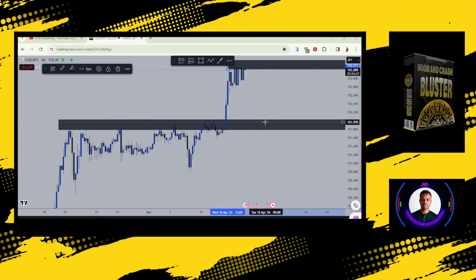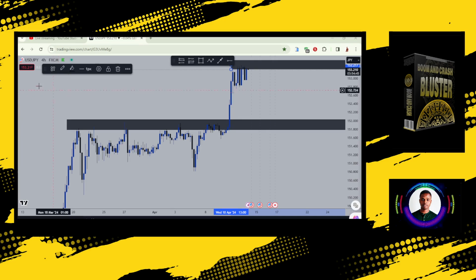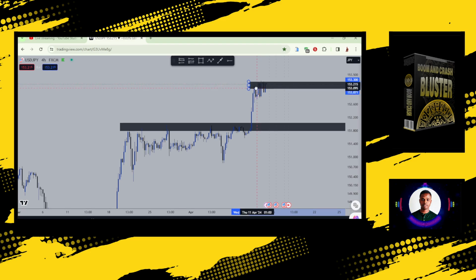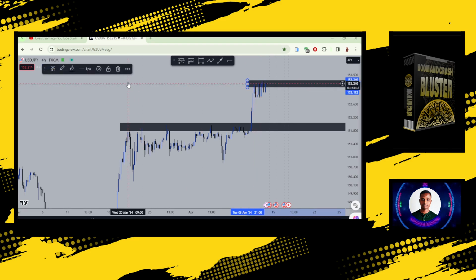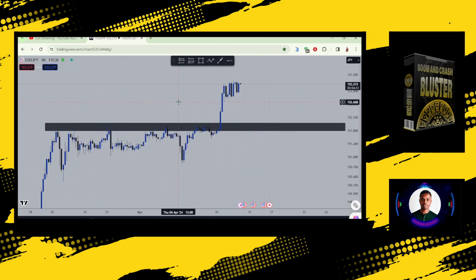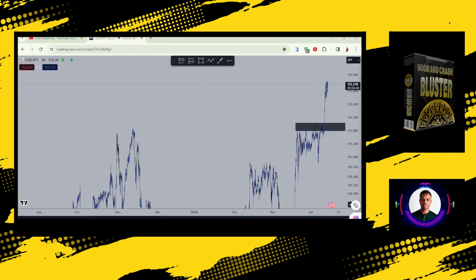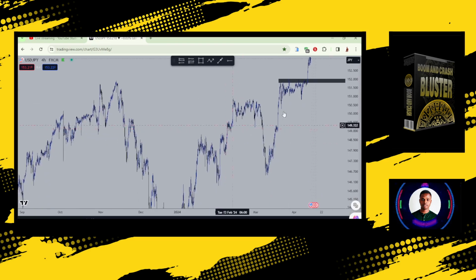So the first pair that I want to look at is the USDJPY. The USDJPY is one of my favorite pairs, and it is the first pair that I look at every time I start looking into the market, right? I will start off with the 4-hour time frame, just to know the general trend of the market, what the market has been doing.